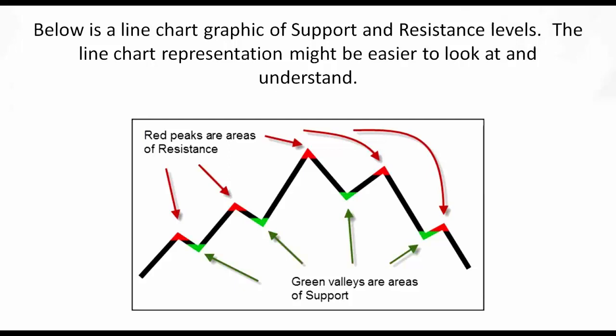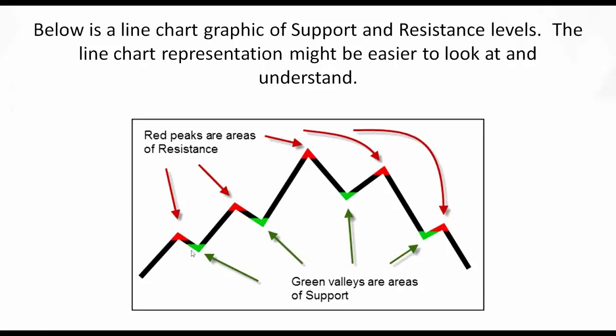Again, this is another way to look at this. So this is a line chart graphic of support and resistance levels. The line chart representation might be easier to look at and understand. See, I'm really trying to make sure that this is understood. I'm going to give you a few different ways to look at this so that it is something that you understand. The red peaks are areas of resistance.